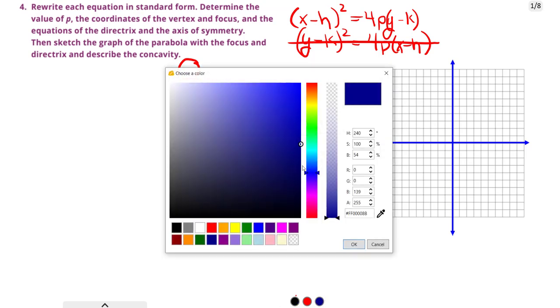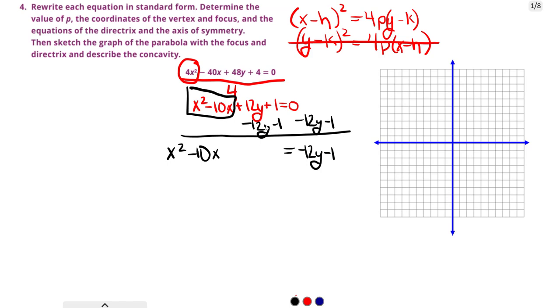Now my goal is to get it to where I have it in that squared format. So that means I need to complete the square. So I need to figure out what do I need to add to both sides in order to do that. So I take the 10, divide it by 2, and I square it. That gives me 10 divided by 2, which is 5. 5 squared is 25, and that's what I add to both sides.